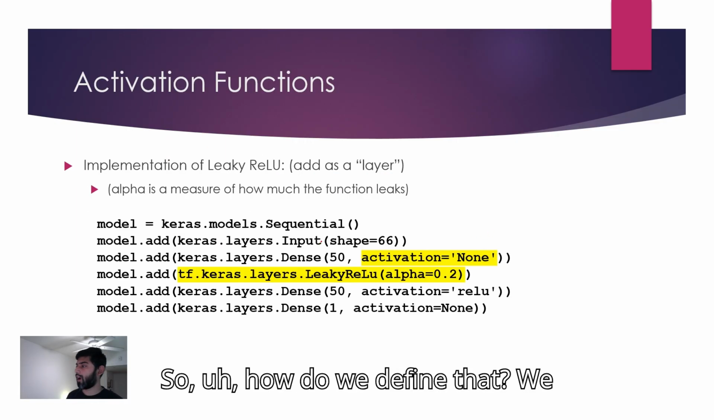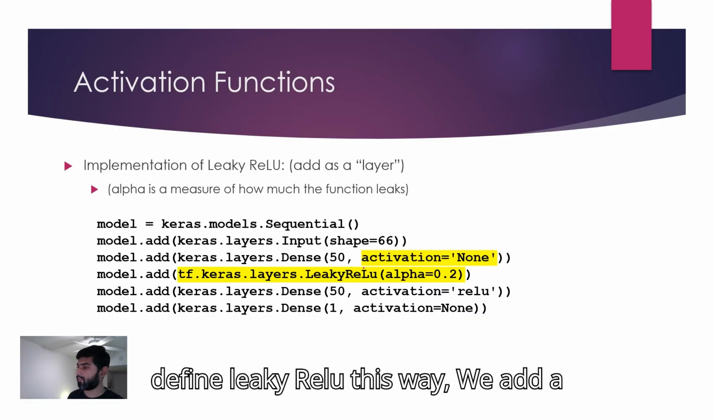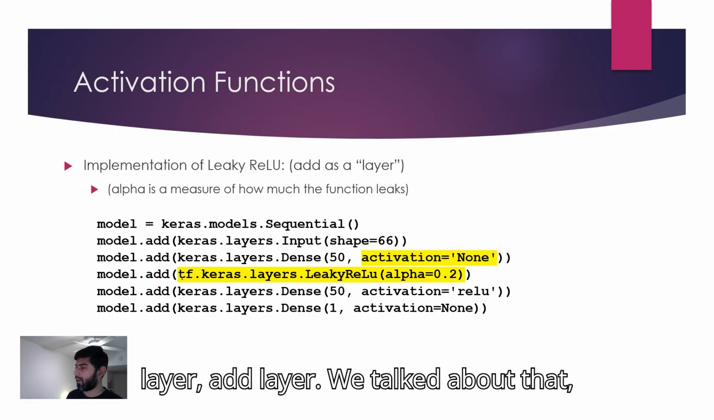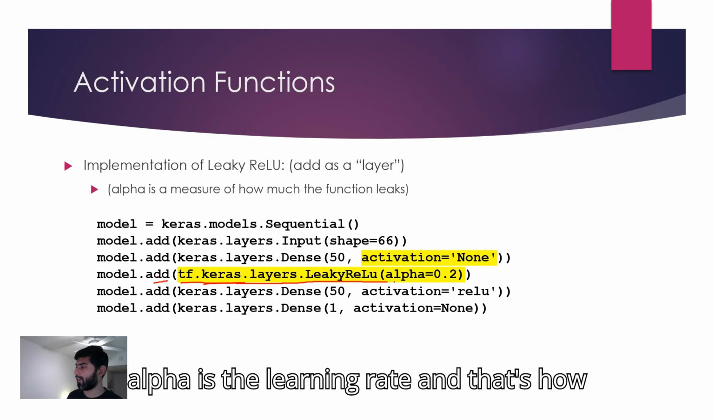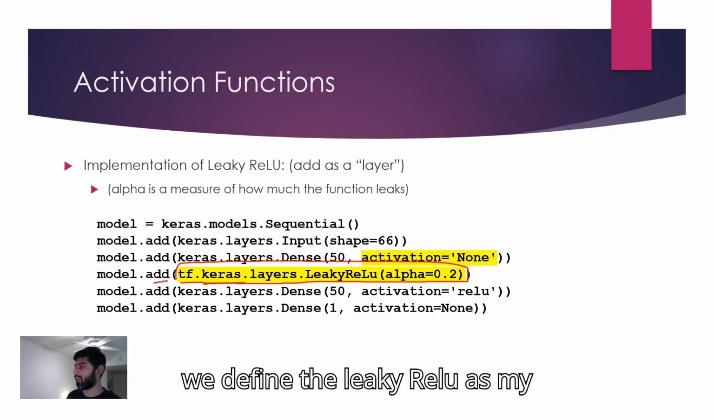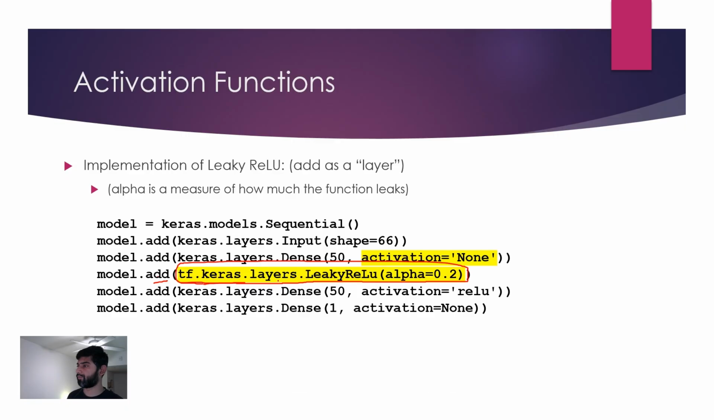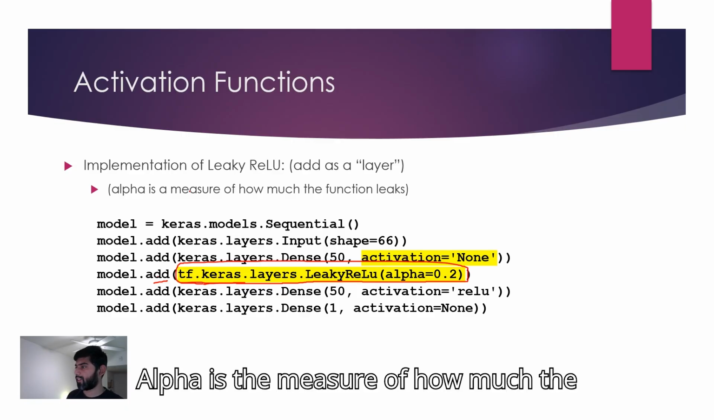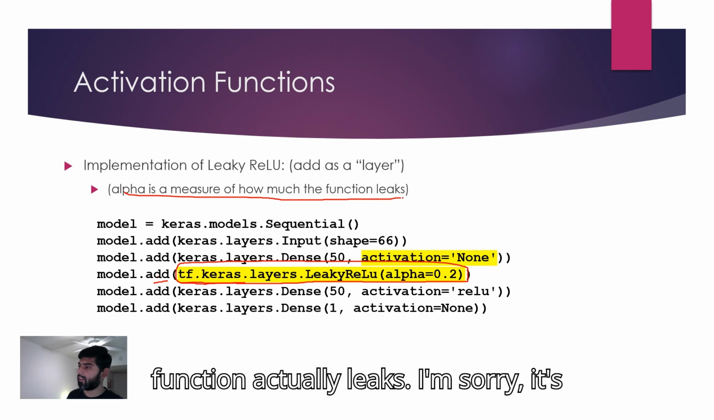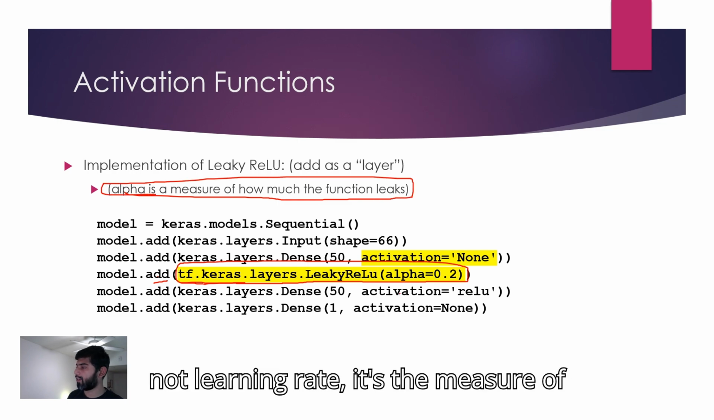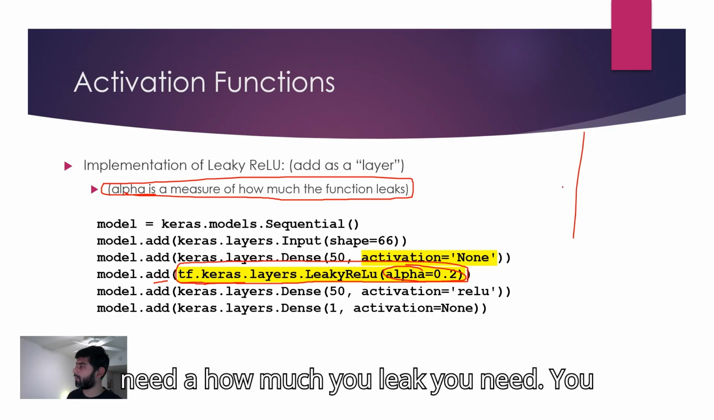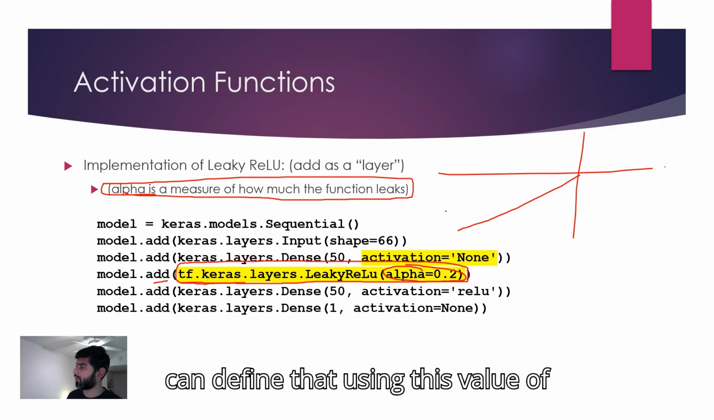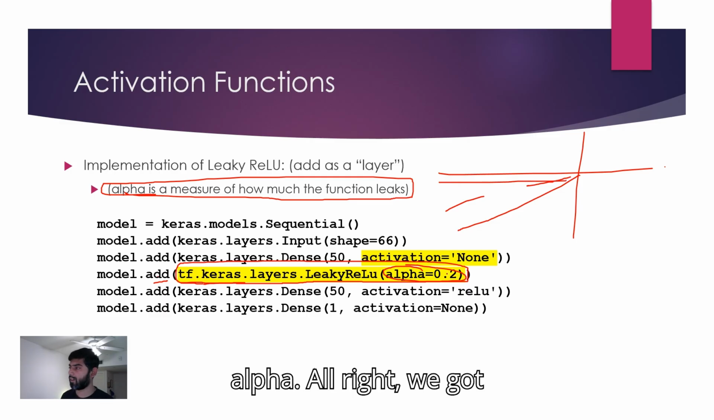So how do we define that? We define leaky ReLU this way. We add a layer, add layer. We talked about that. Add tf.keras.layers.LeakyReLU, and alpha is the learning rate, and that's how we define the leaky ReLU as my activation function. Alpha is the measure of how much the function actually leaks. I'm sorry, it's not learning rate. It's the measure of how much the function leaks. So how much leak you need, you can define using this value of alpha.